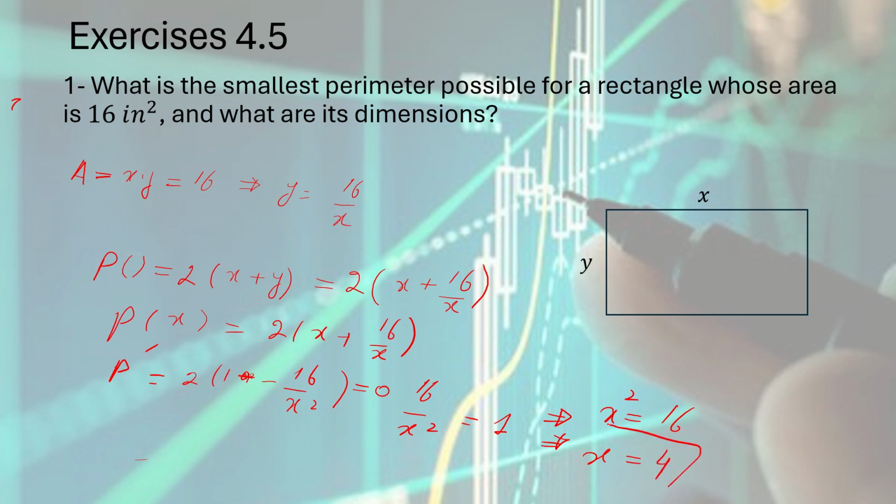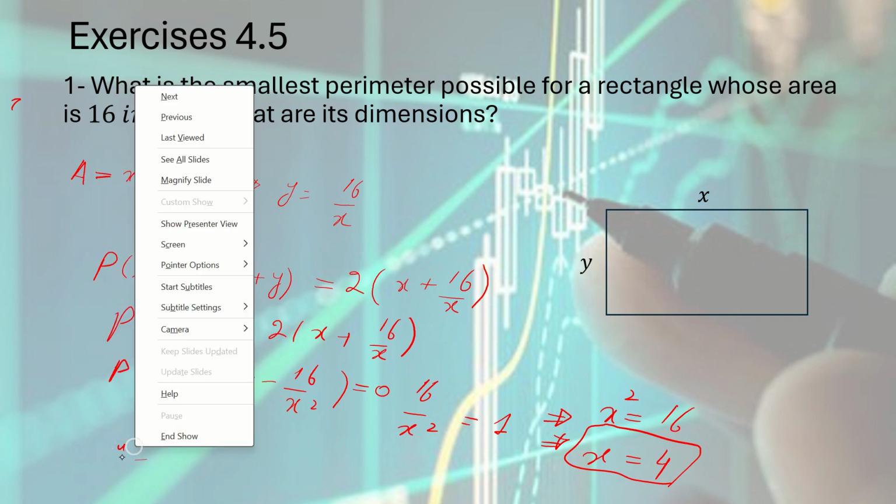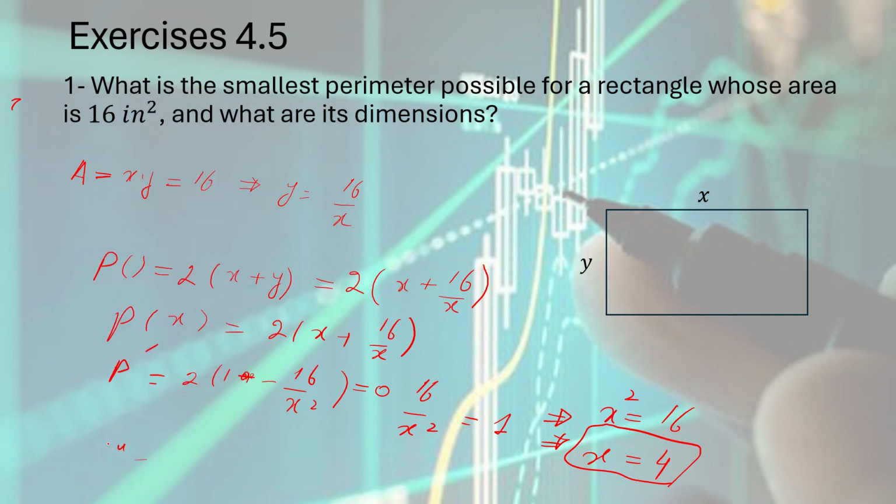So if x is 4, what about y? Where y is equal to 16 by x. So y is equal to 16 divided by x, where x is found to be 4. So we simply have 16 divided by 4. So y should be 4 as well.